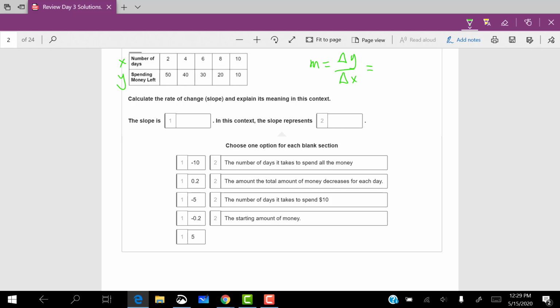So to find the change in y, I'm going to subtract 40 minus 50. That's a change of -10. And then the number of days, 4 minus 2, that's a change of 2 days. That gives me -5. So what's happening here? Every time we go up 2 days, we go down $10. So for every day, we're decreasing by $5.